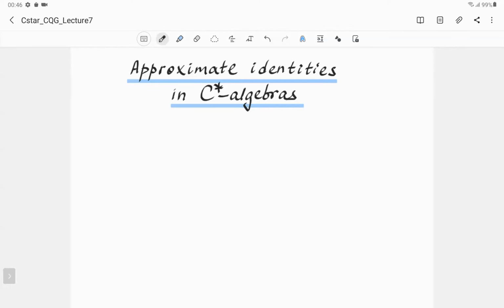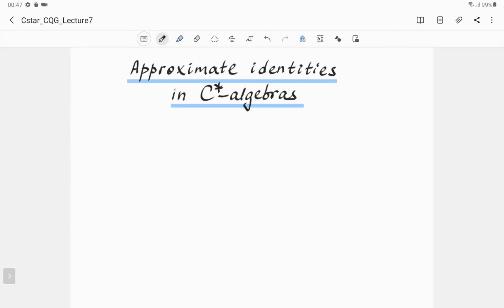Okay, so at the previous lecture, we introduced approximate identities in normed algebras, and we gave some concrete examples of approximate identities. In particular, we explicitly constructed approximate identities in the algebra C0 of X, where X is a locally compact Hausdorff space, and in the algebra of compact operators on a Hilbert space. So today, our first goal will be to show that each C-star algebra has an approximate identity.